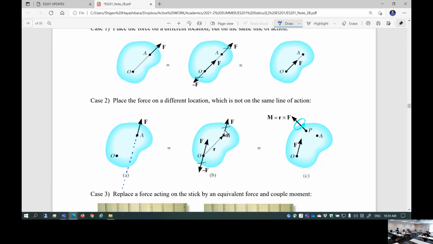So you're going to shift this force to point O. You apply negative force F, canceling out this force and that force. However, those two forces, F and minus F, actually leave the moment of a couple, so you have to add the moment of a couple. By moving this force F from A to O, so now the force F is acting from O, in order to make it equivalent, you have to add a moment.